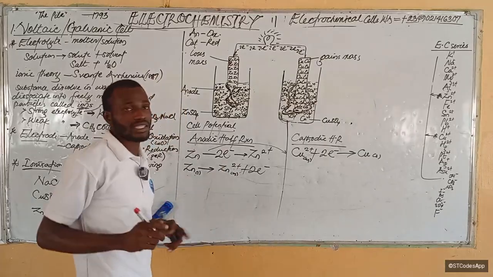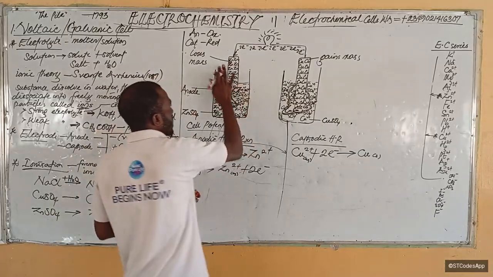But there's a problem with this cell. This cell does not run continuously like that. Why?